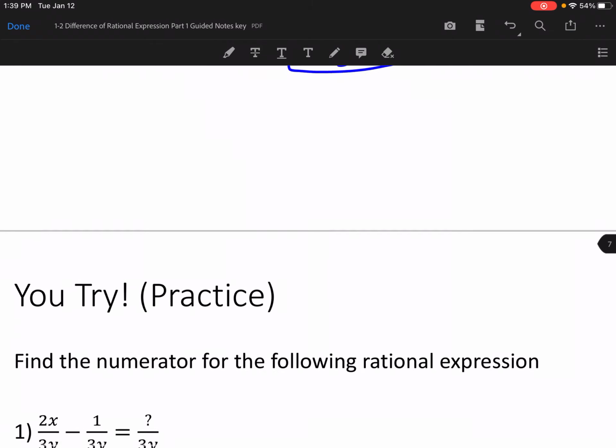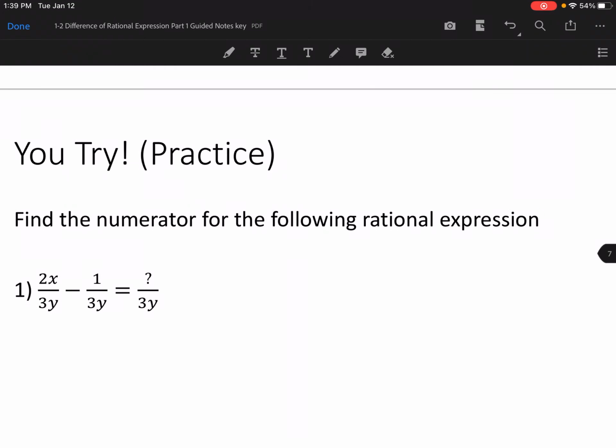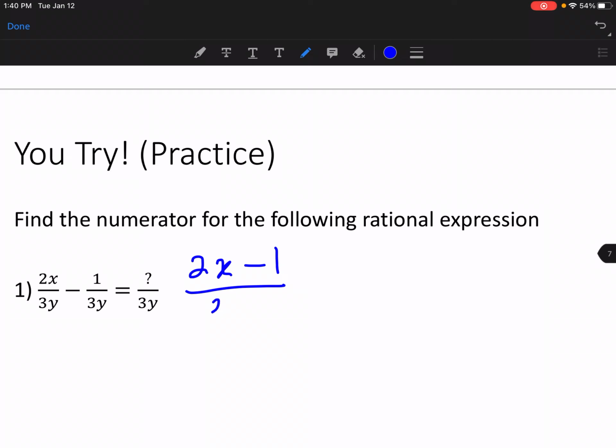Alright, so try this real quick. Find the numerator for the following rational expression. If you have 2x over 3y minus 1 over 3y, what would be your numerator if your denominator is kept the same? My numerator will be 2x minus 1, and the denominator is 3y.